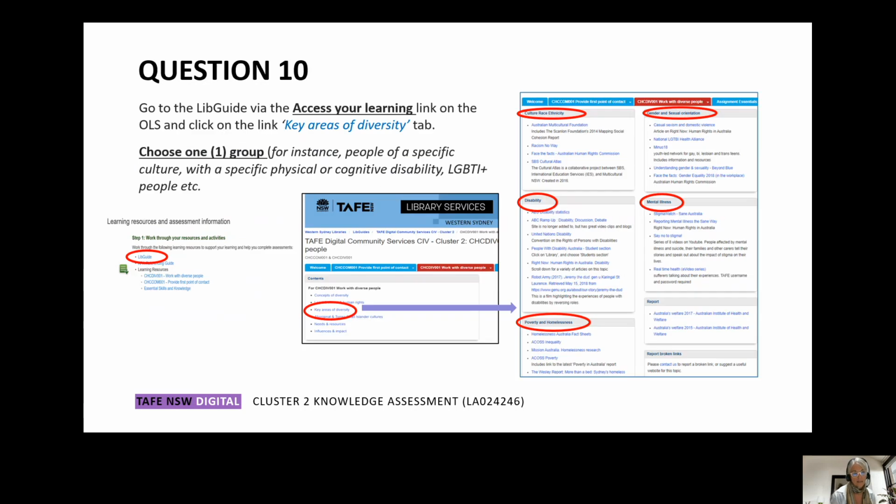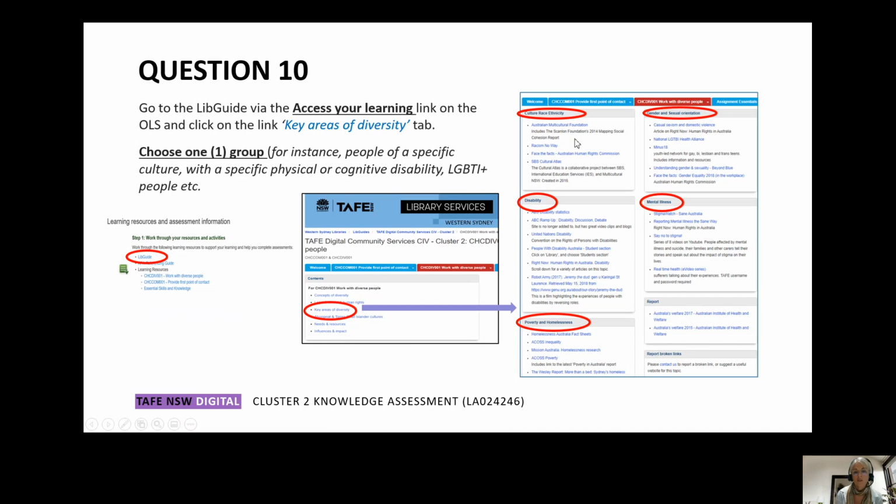Okay, question 10. This is a research activity where you're asked to go to the library guides. Where do you find the library guides? We had a look at how to get to the learning resource page, where it says step 1, of course. Earlier on in this session, I showed you where to download the learning resource that's going to help you to answer the questions. This is where you access the library guide. So you'll click on this link and it'll bring you to this page. And then it says in this list, key areas of diversity. That's where you need to go.